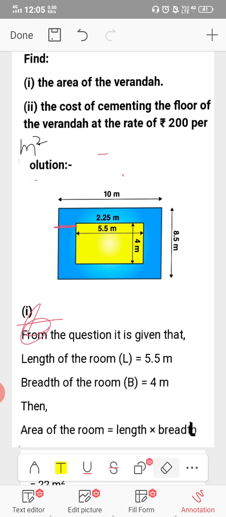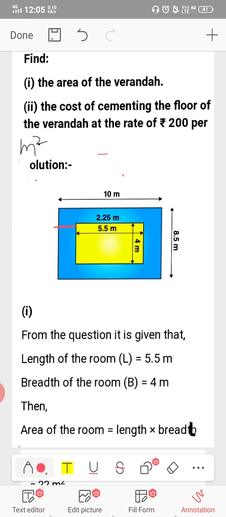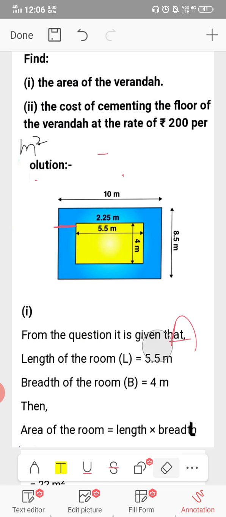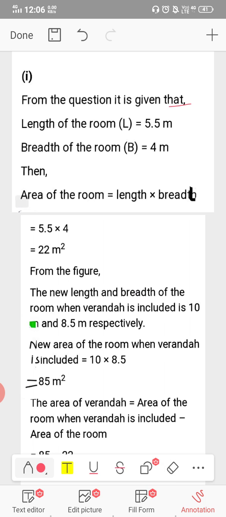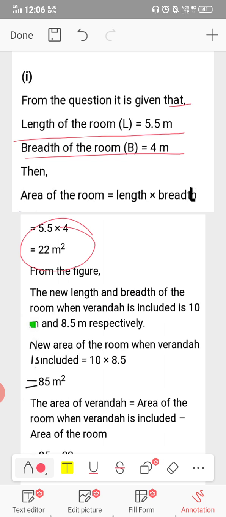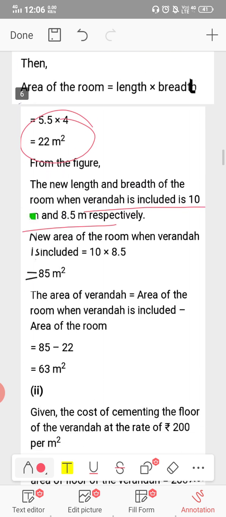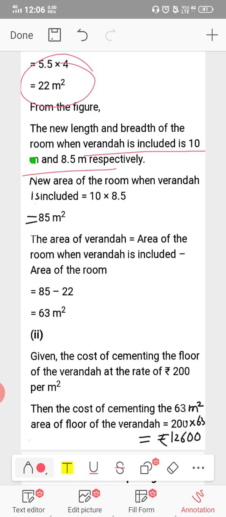Now according to the question, firstly we have to find the area of the veranda. So for finding the area of veranda, firstly we will find the area of the smaller rectangle, then we will find the area of the bigger rectangle, and then we will subtract the area of the smaller rectangle from the bigger. So it is same as above. We know the length and breadth of the room, and the area of the room is 22 meter square. Now we know the new length and new breadth including the veranda, which is 10 and 8.5. So the area will be 85 meter square.